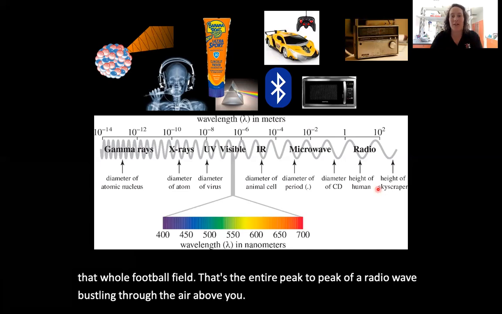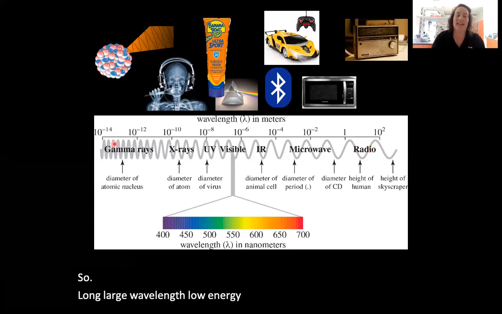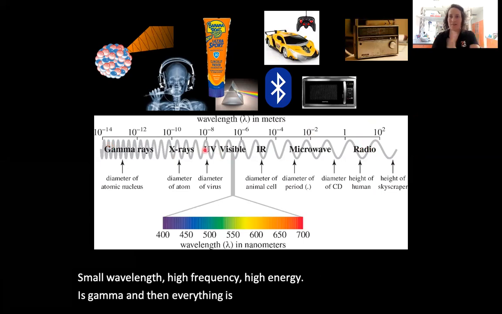Okay, so large wavelength, low energy, low frequency. Small wavelength, high frequency, high energy is gamma. And then everything is in between.